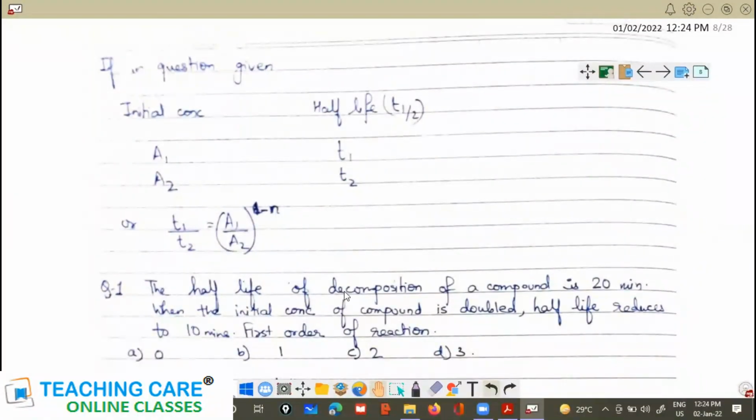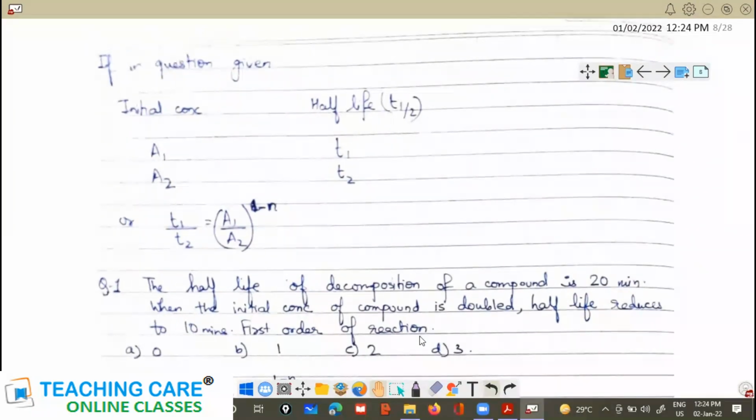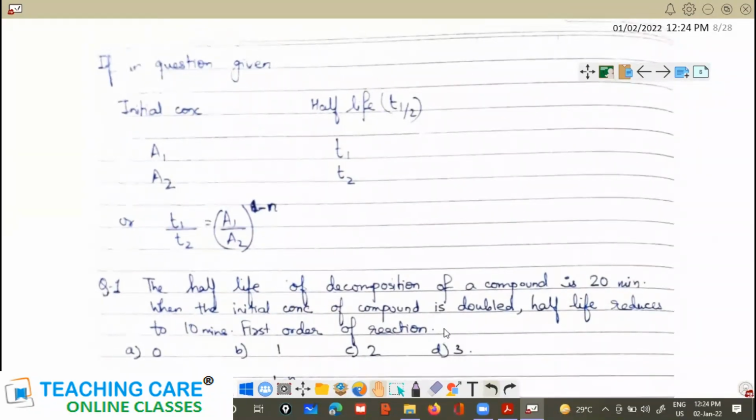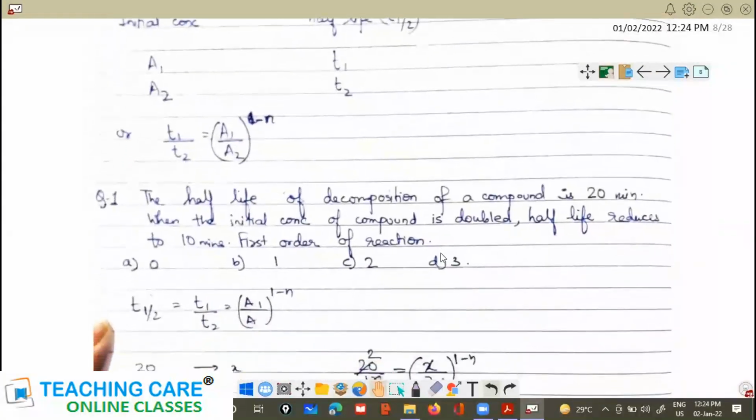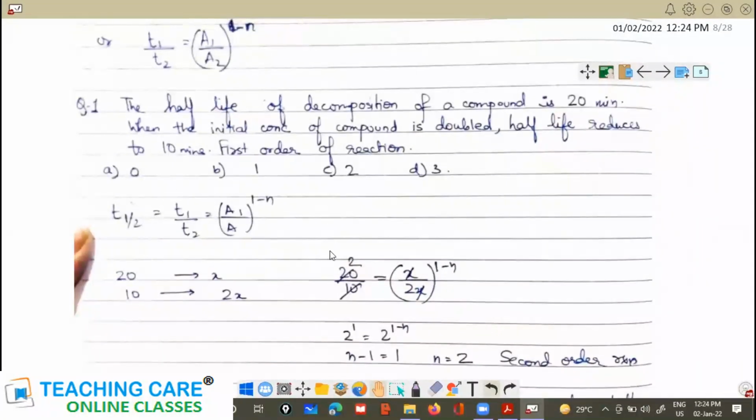So here, the half-life of decomposition of a compound is 20 minutes. When the initial concentration of the compound is doubled, the half-life reduces to 10 minutes. You need to find the order of the reaction, what will the n value be? So if you can go through it once and see, and then solve it.